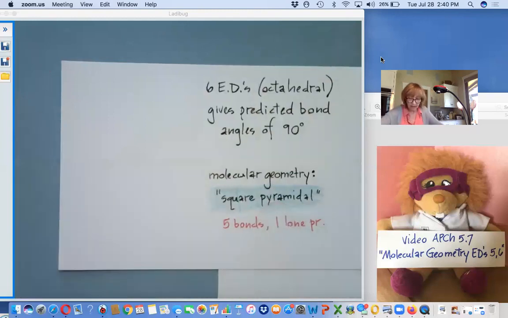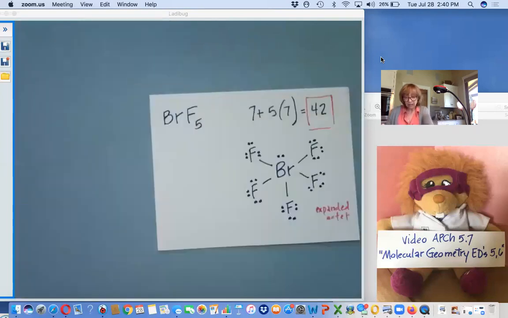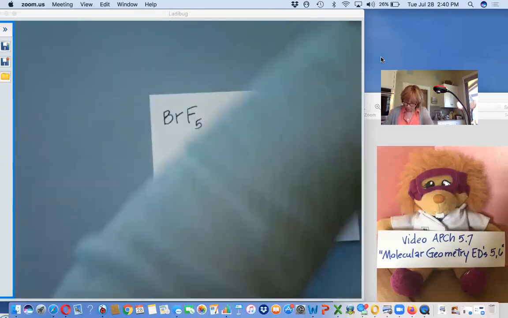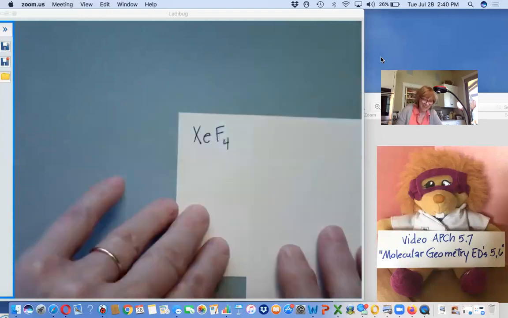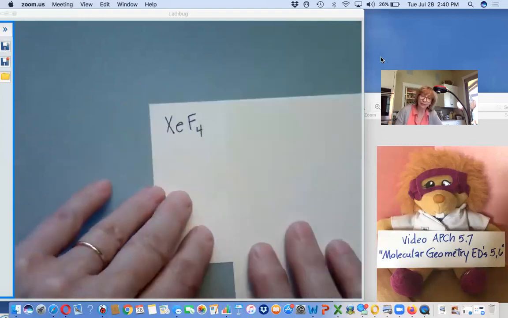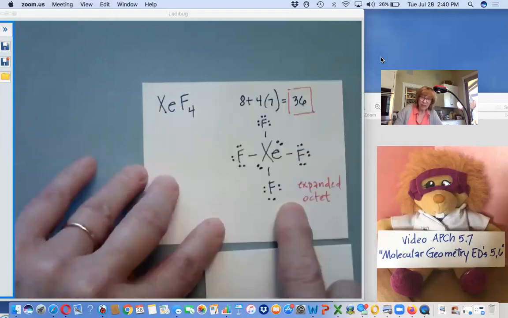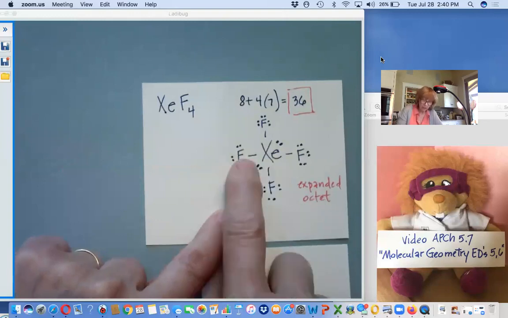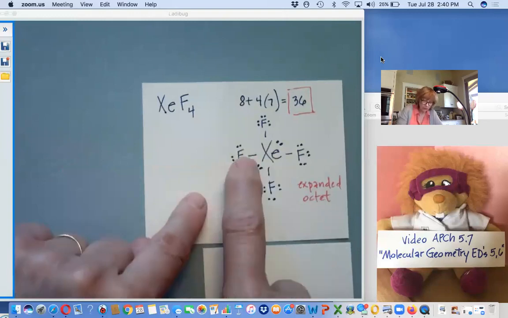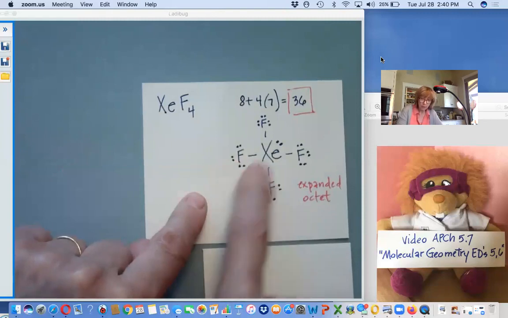All right, guys, and the last one. Draw, please, the electron dot diagram for xenon tetrafluoride. This is your electron dot diagram. Xenon, our central atom, again has 6 electron domains. This time there are 1, 2, 3, 4 bonding pairs and 2 non-bonding pairs.